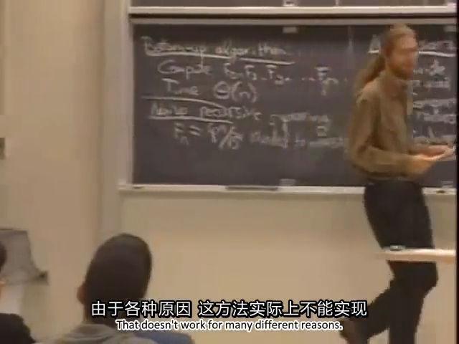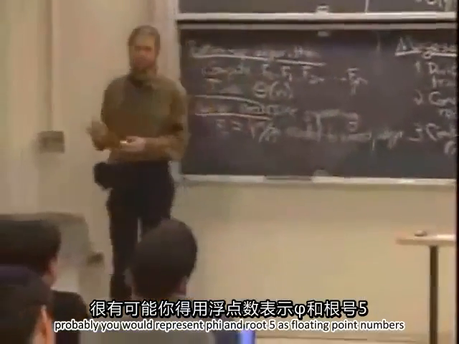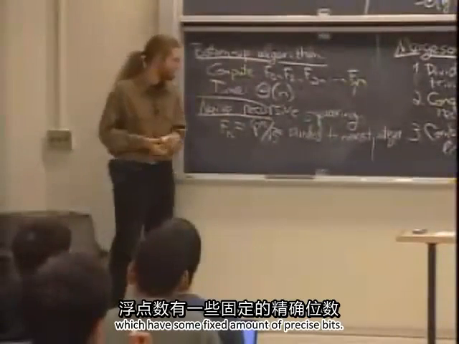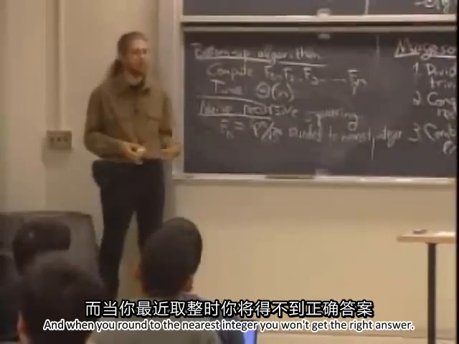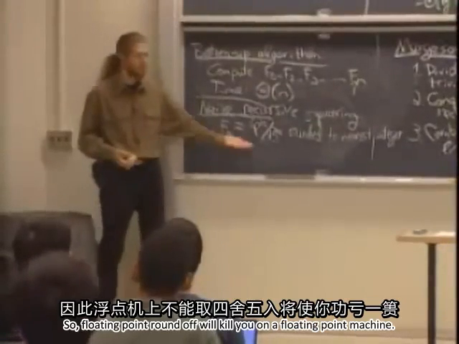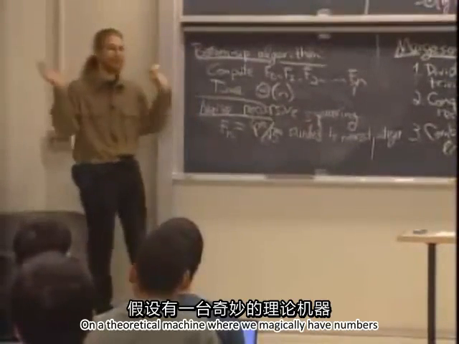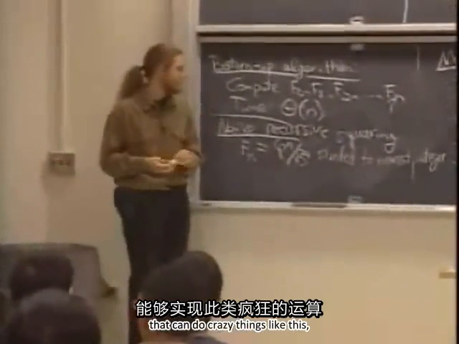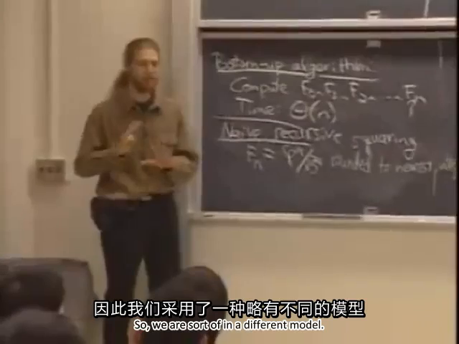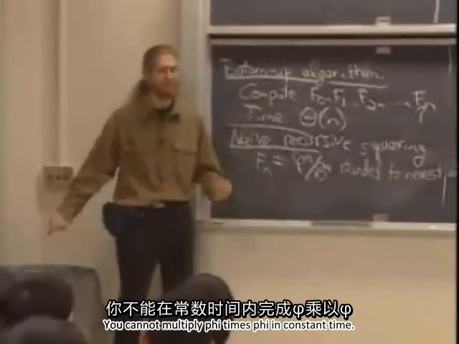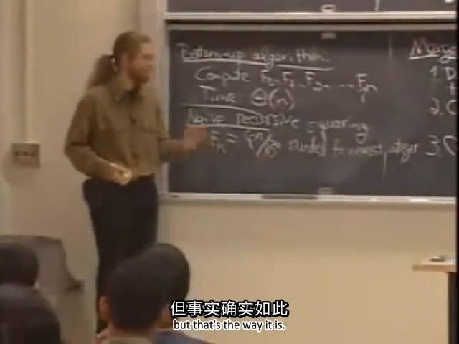That doesn't work for many different reasons. Depending on a real machine, probably you'd represent phi and root 5 as floating point numbers, which have some fixed amount of precise bits. And you do this computation, you'll lose some of the important bits, and when you round to the nearest integer, you won't get the right answer. So floating point roundoff will kill you on a floating point machine. On a theoretical machine, where we magically have numbers that can do crazy things like this, usually, it really takes more than constant time per multiplication. So we're sort of in a different model. You can't multiply phi times phi in constant time. That's sort of outside the boundaries of this course, but that's the way it is.